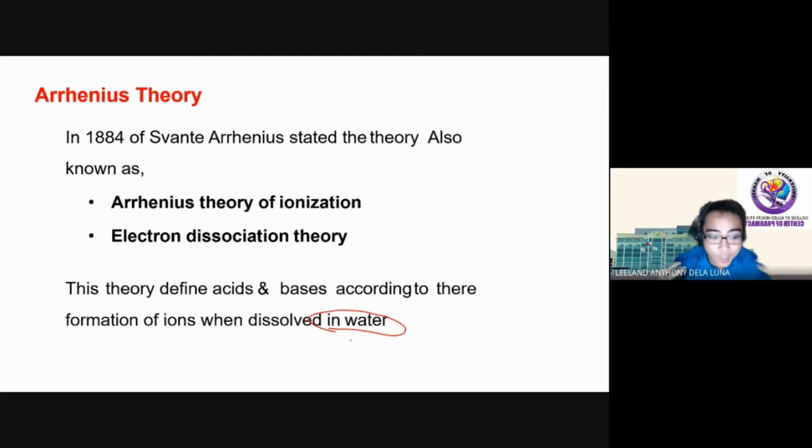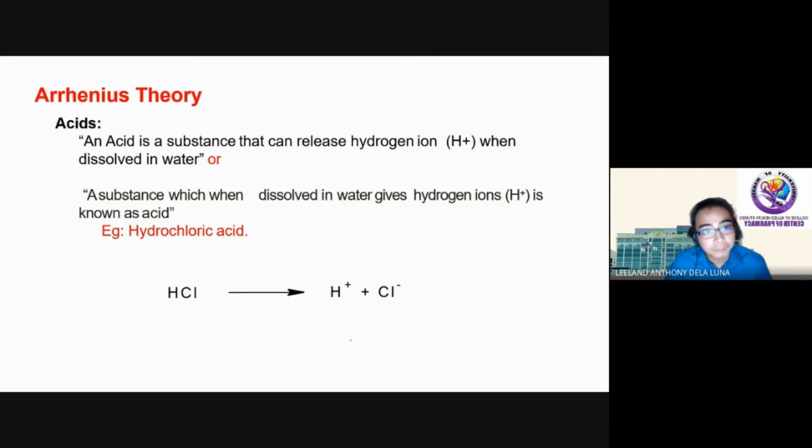Sabi natin, di ba, ions, dalawa lang naman yan eh, positive or negative ions. Okay, so it has the ability to dissociate in water. Okay? Now, according to Arrhenius, right, an acid is a substance that can release hydrogen ion when dissolved in water. So meaning, a substance is an acid, okay, once it is exposed in water and it starts releasing hydronium ions or hydrogen ions. Okay, it starts releasing hydrogen ions. As you all know, class, the charge of hydrogen ions would always be positive.